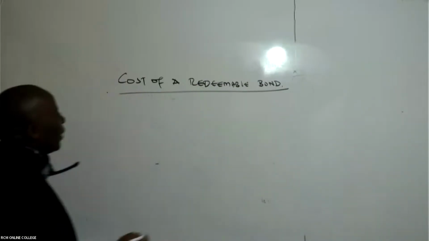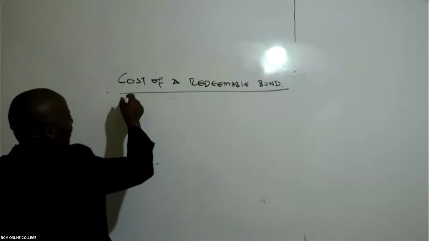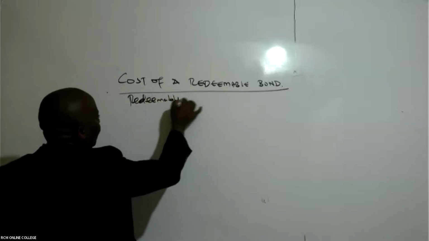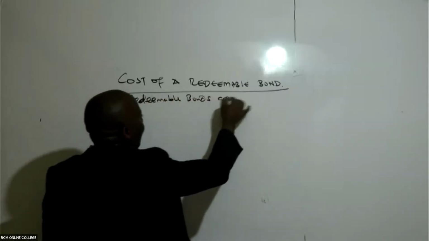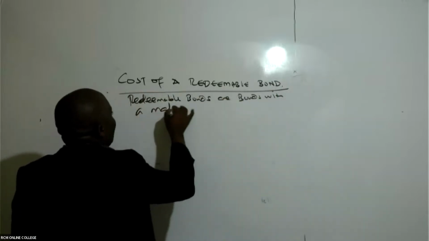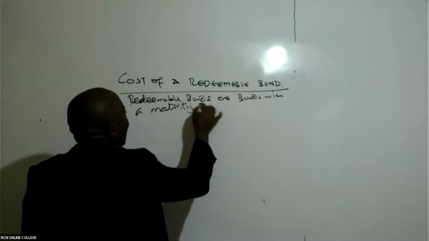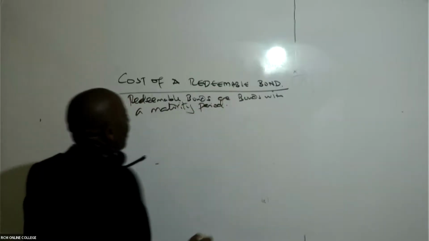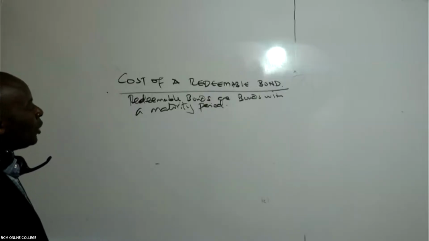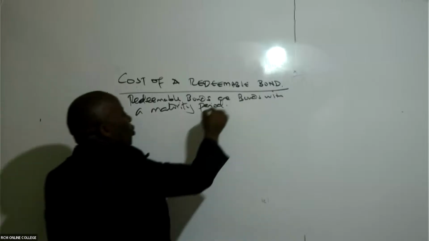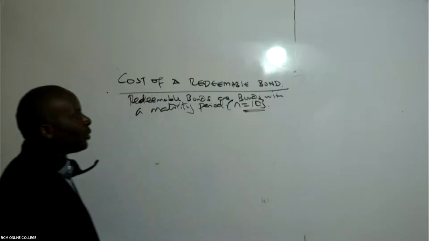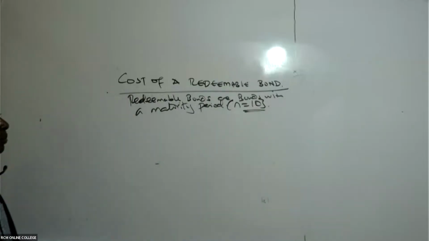All right. So whenever you hear a bond has a maturity period, redeemable bonds are bonds with a maturity period. Bonds with a maturity period, we call them redeemable. Like in this question, they have told us the number of years for the bonds to be redeemed, redemption years, they are 10 years. So it's a redeemable bond.